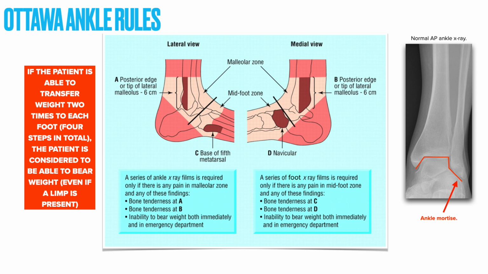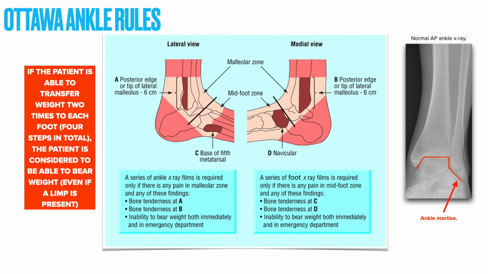In the red box, there's a really good definition of what is classified as being able to bear weight: the patient can successfully transfer weight 2 times to each foot, so a total of 4 steps. Even if a limp is present, these patients are still identified as being able to bear weight on the affected limb or joint, whatever it is that they have injured.